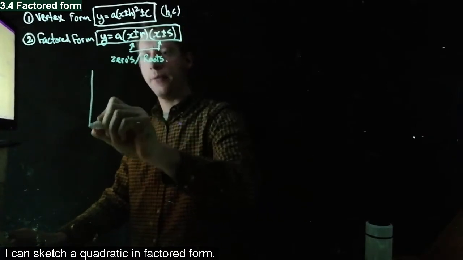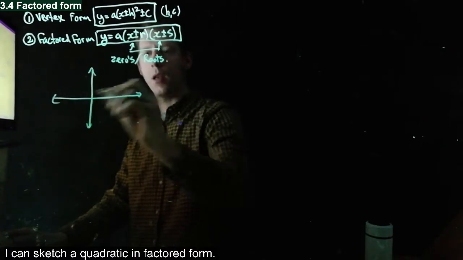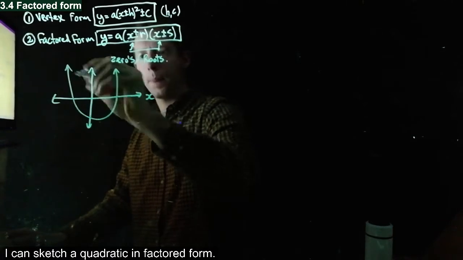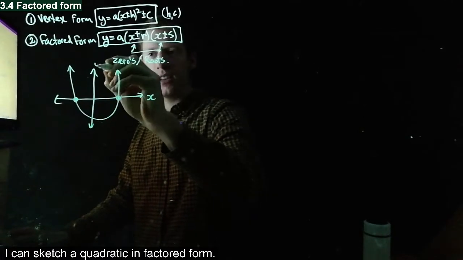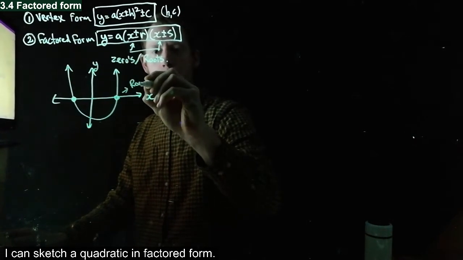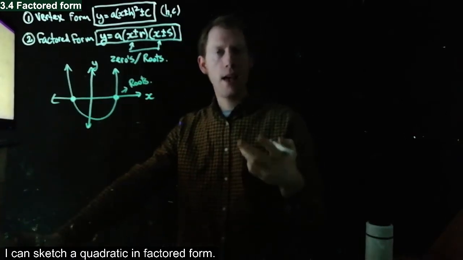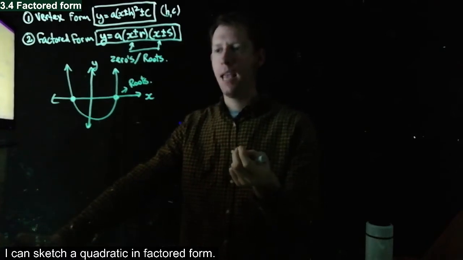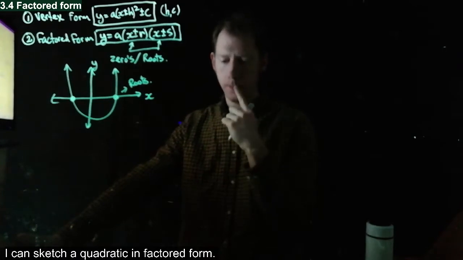So if I have a graph here, and I have a quadratic, where the quadratic hits the x-axis, these are called zeros or roots. And normally, with a quadratic, you can have a maximum of 2 roots. Okay? And a minimum of 0 roots.